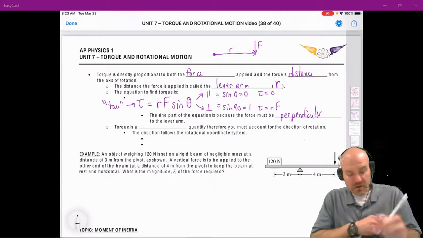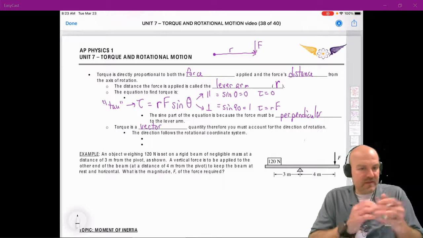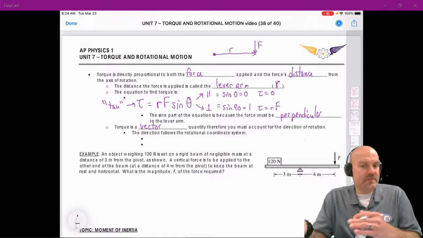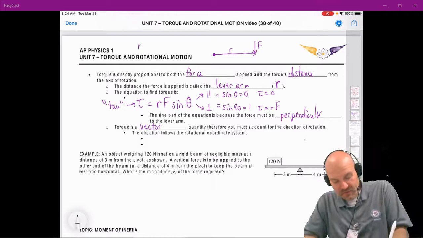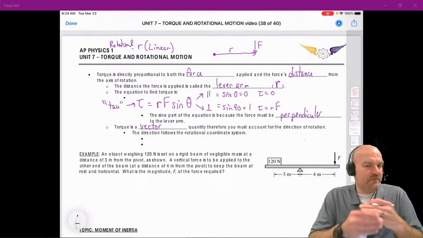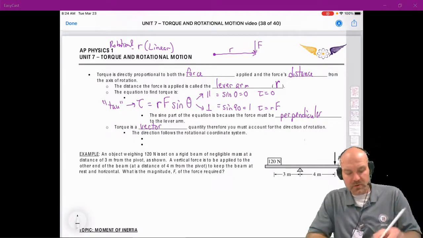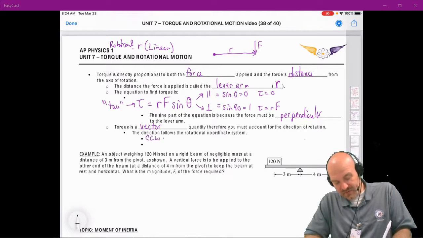Okay, now torque is a vector, right? So the way to think about this, again, is that anytime you have R times linear, we have a rotational component. So torque is the rotational equivalent to force. Now the direction again will follow our rotational coordinate system. Counterclockwise will be positive, and clockwise will be negative.